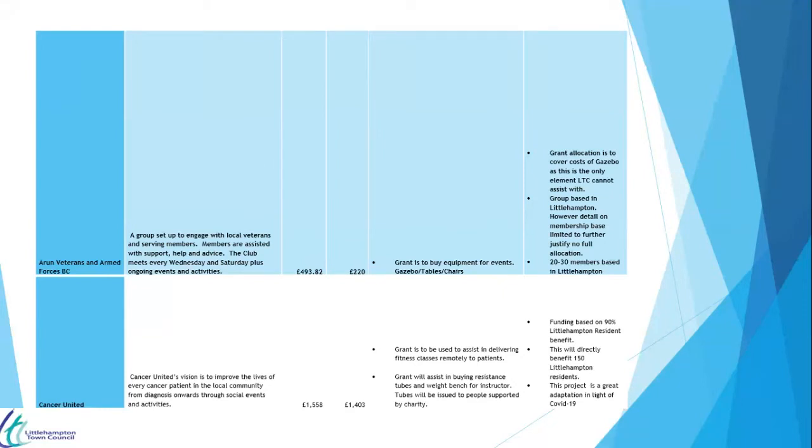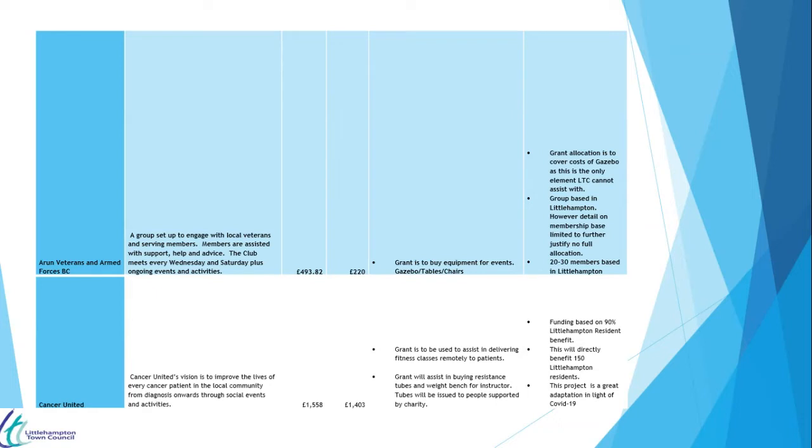Arran Veterans and Armed Forces Breakfast Club. Grant requested £493.82. Grant proposed £220. The grant is to buy equipment for events. This consists of a gazebo, tables and chairs. Grant allocation is to cover costs of a gazebo, as this is the only element Littlehampton Town Council cannot assist with. Group based in Littlehampton, however, detail on membership is limited and further justifies no full allocation. 20 to 30 members are based within Littlehampton.